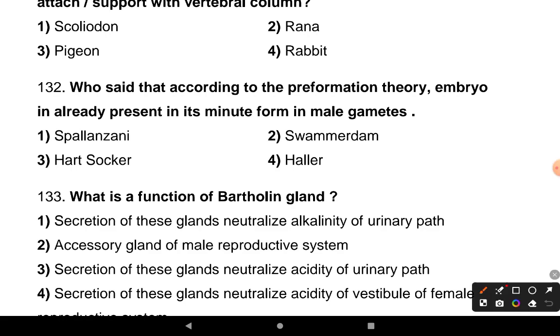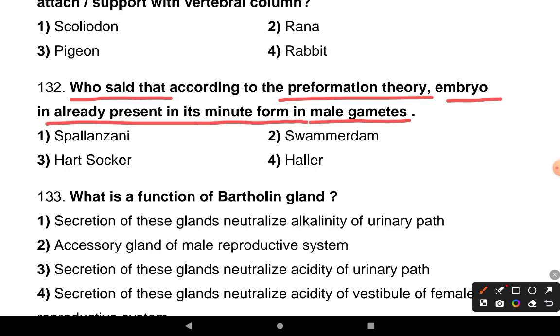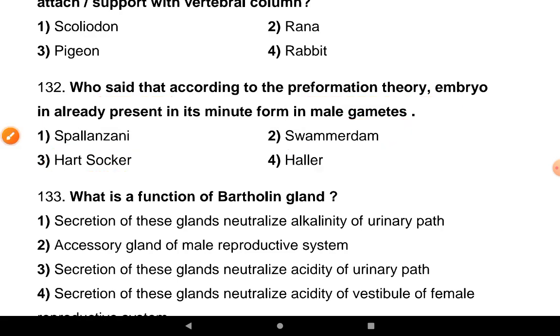Our next question is, who said that according to the pre-formation theory, embryo is already present in minute form in male gamete? Spallanzani, Swammerdam, Hartsoeker, Haller. The correct answer is option 3. Hartsoeker said that according to pre-formation theory, embryo is already present in the minute form in male gametes.